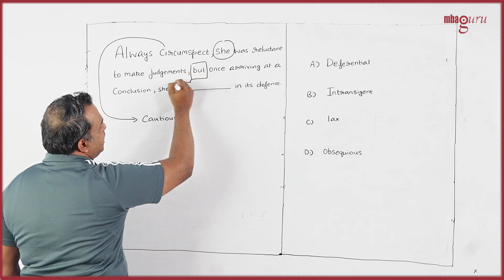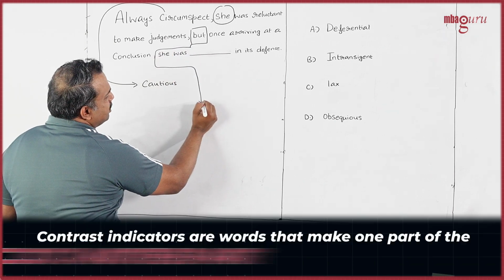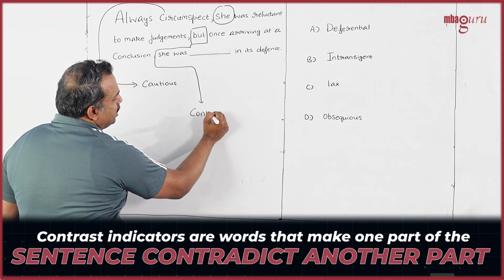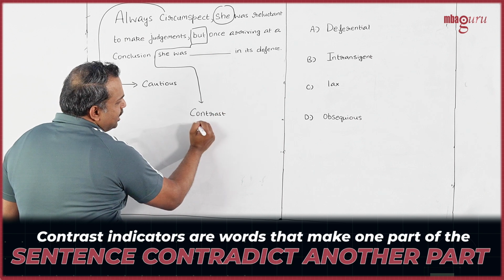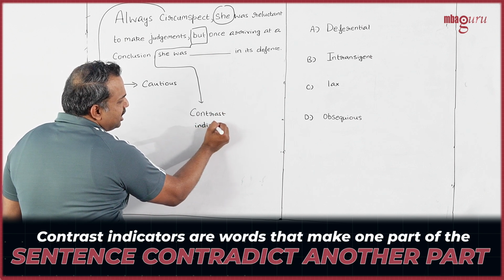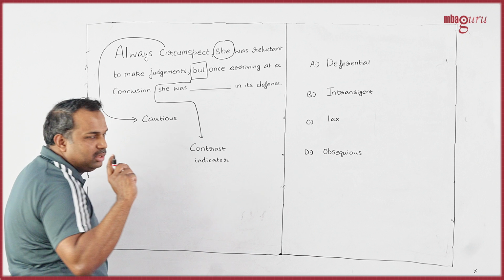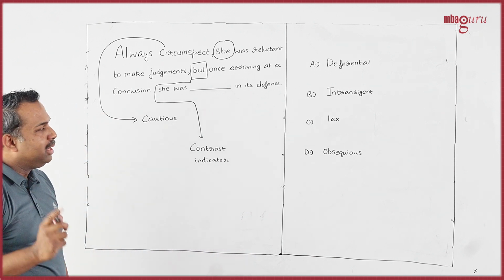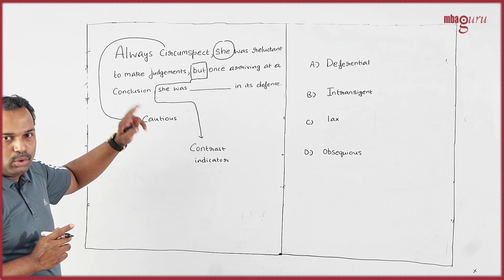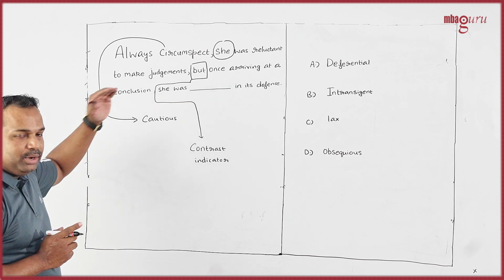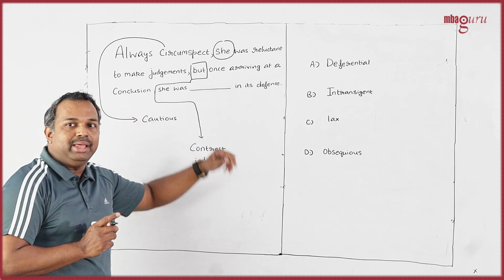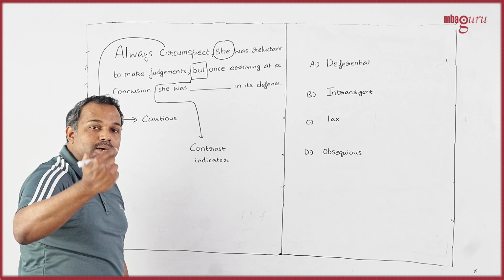At the same time, we also have a contrast indicator in this particular sentence structure. What is a contrast indicator? A contrast indicator is a word like but, yet, although. And when these words are used in your sentences, they usually signify that the part of the sentence which follows the contrast indicator is going to say something that is contrary or opposite to what was said earlier.